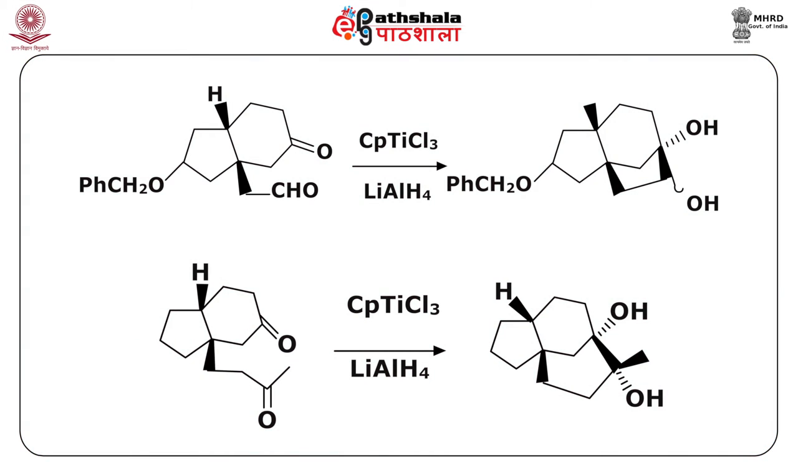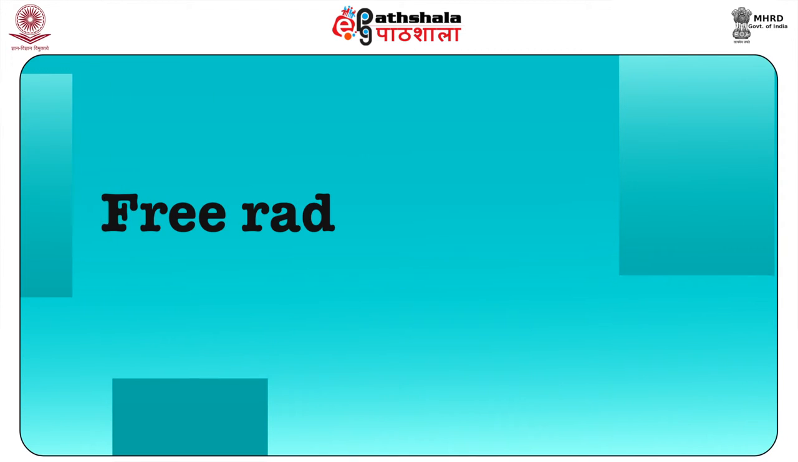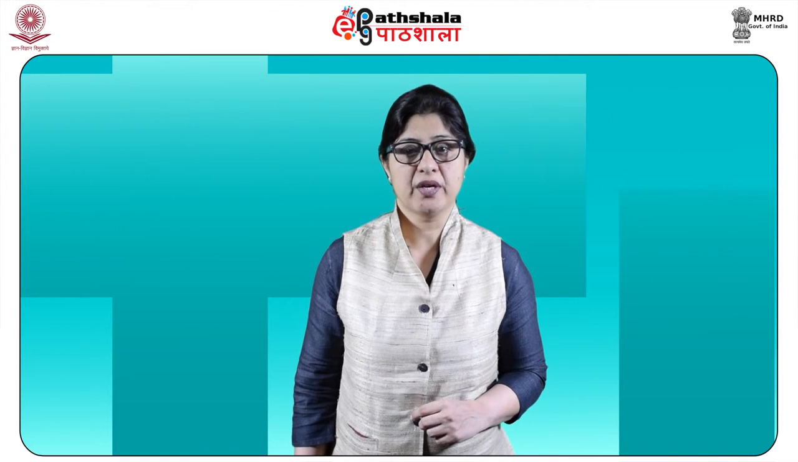This cyclizing reagent was formed by the reaction of cyclopentadienyl titanium trichloride and lithium aluminium hydride. This induced intramolecular reductive coupling of a wide variety of substrates. Free radical method. The bridge rings have also been synthesized by closure of a vinyl radical at the beta position of the enone system.